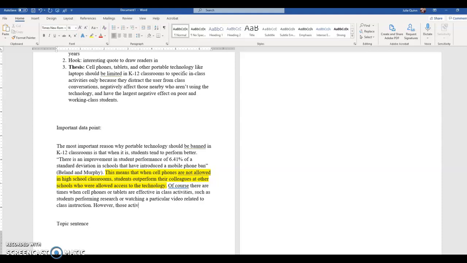However, those activities are planned by the teacher and are not outside the core content of the discussion. Those activities, when they're planned by an instructor, where small groups are doing research together on a tablet, or looking up the definition of a term maybe through an online dictionary, it's a lot different than somebody who is using social media.